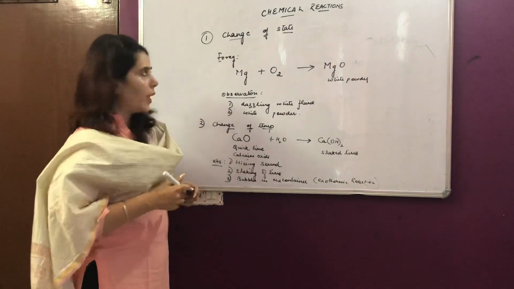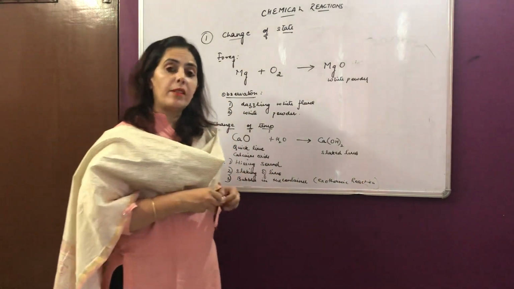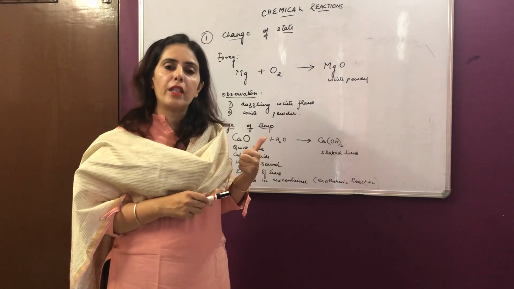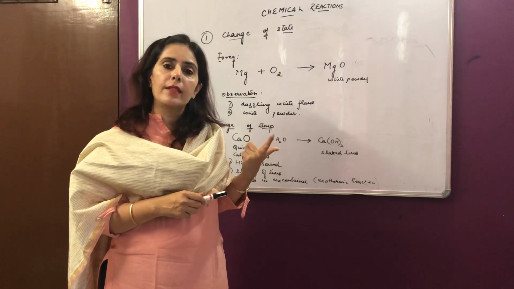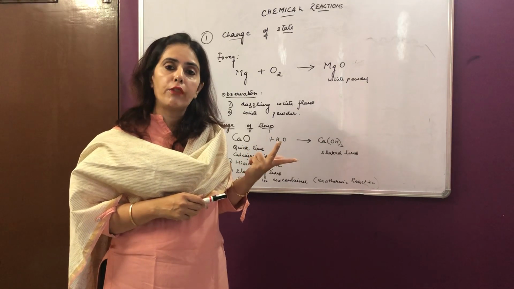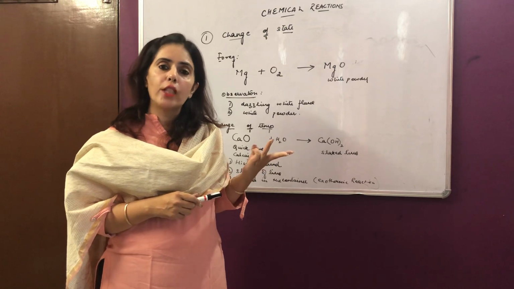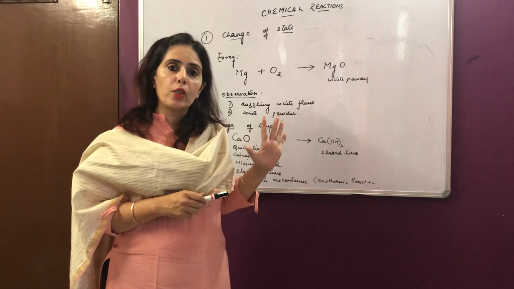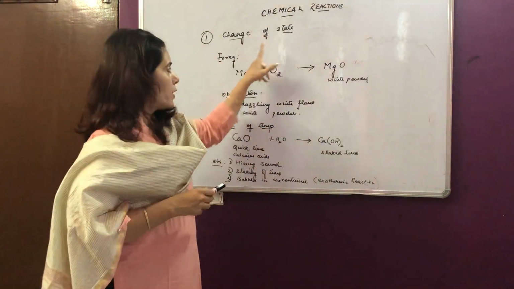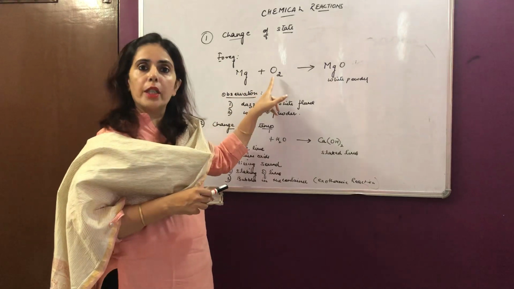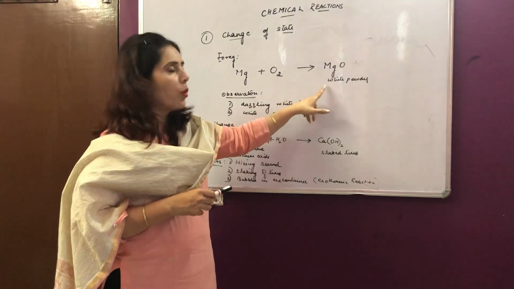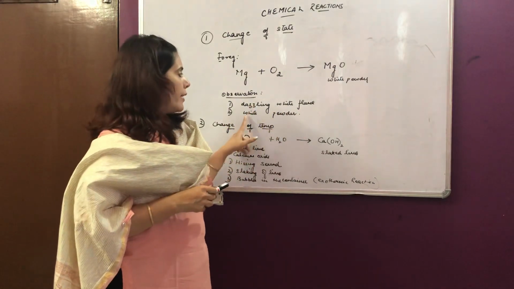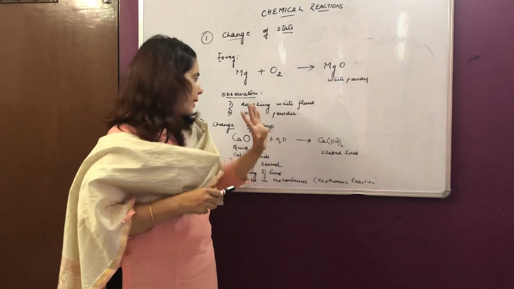So we'll just go through this once. Chemical reactions take place and they give 4 symptoms. What are they? First, change of state. Second, change of temperature. Third, evolution of gas. And fourth, change in color. Out of these 4, we have discussed 2. The first one is change of state. For example, magnesium ribbon burning in the presence of oxygen and giving a white powder. So what are the observations? Dazzling white flame and a white powder of magnesium oxide.